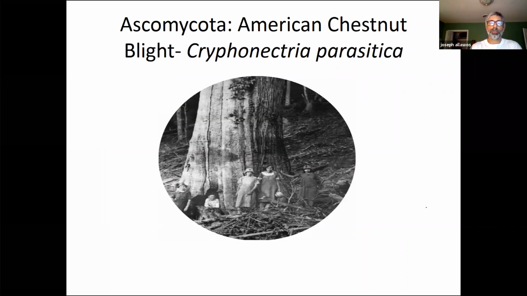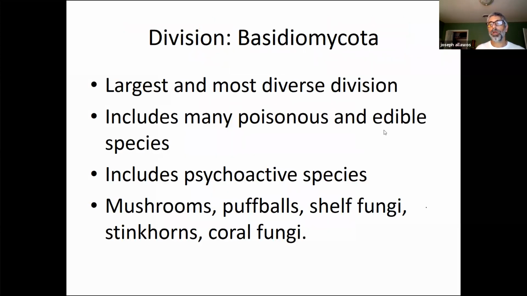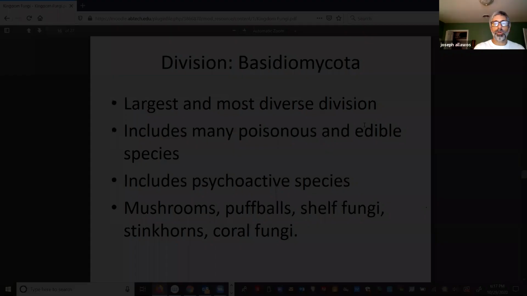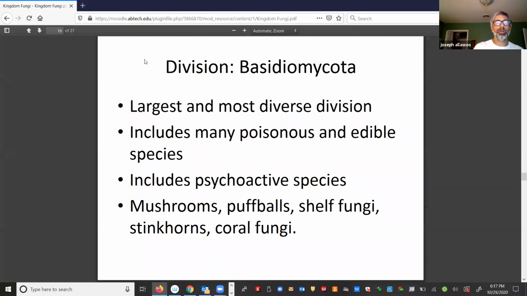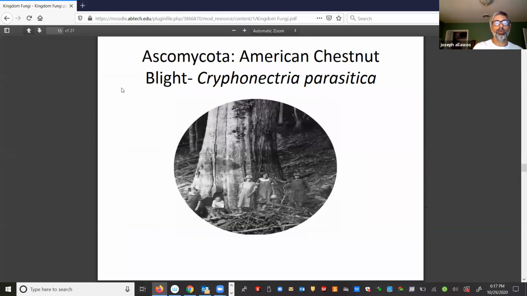The fungus responsible is Cryphonectria parasitica, and a little bit about the history of this because it's also a fascinating story. The American chestnut was the dominant species in Western North Carolina, which was sort of the center of its range, all the way north into New York State, and south all the way really into Alabama and Georgia.